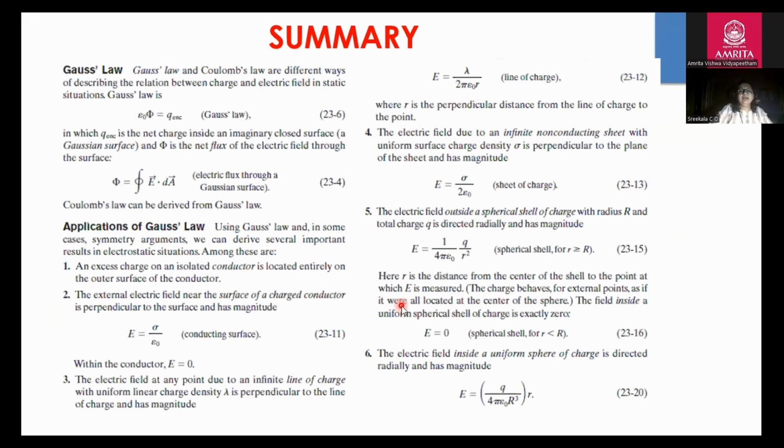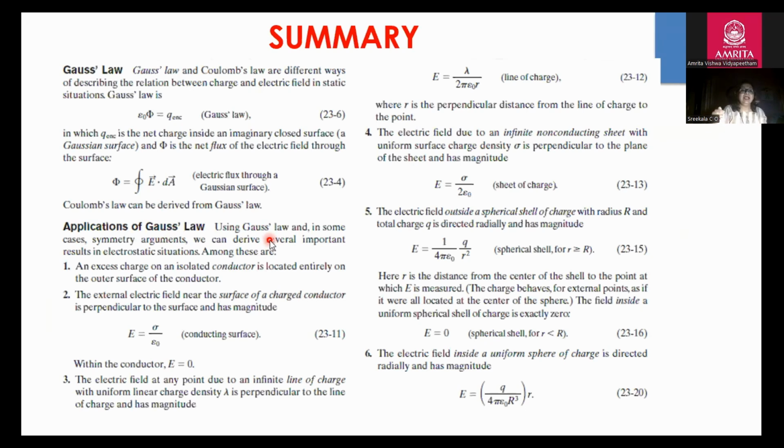So this is all about this chapter. What we have covered is electric lines of force. What are electric lines of force? They are imaginary lines drawn in such a way that the tangent at any point gives the direction of the electric field intensity at this point.